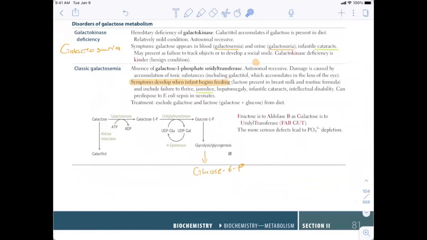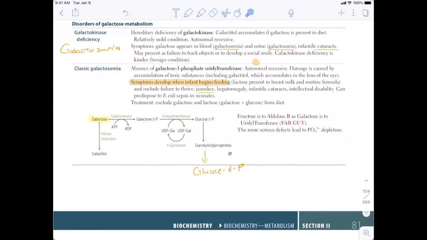So what's the pathway? Let's talk about the pathway before we talk about the two scenarios. It starts off with galactose. That's the benchmark. That's what we're talking about, right? And once again, galactose has options. Always think about your options. What are the options galactose has?